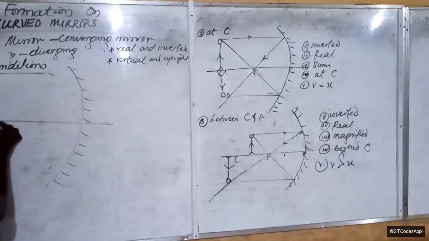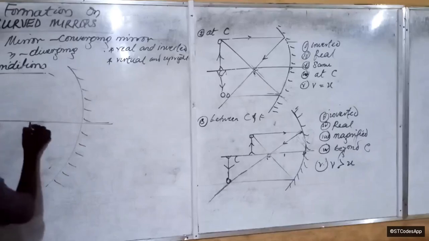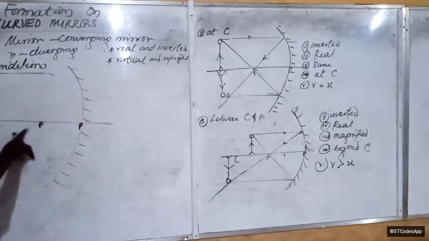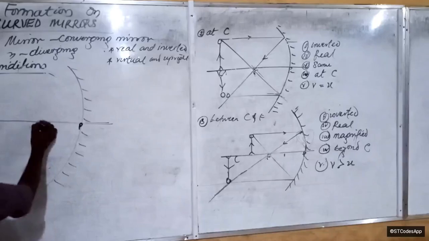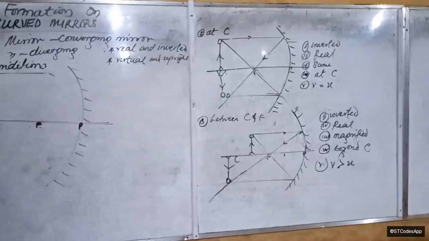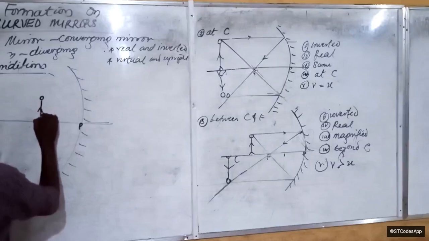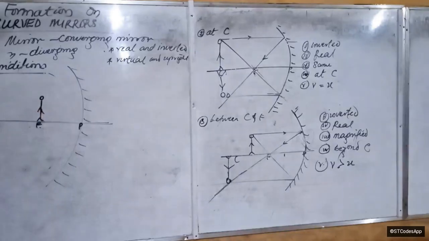So this place will be our C, for example. This will be our F, and this will be the P. C being between C and P, around here. Okay. So what if we place our object at F, exactly at F? What would be the case?